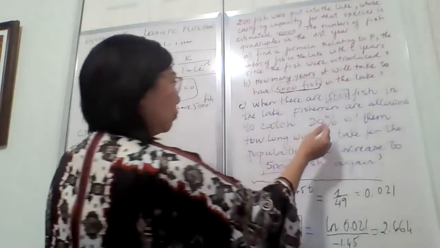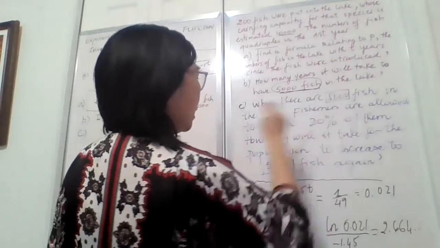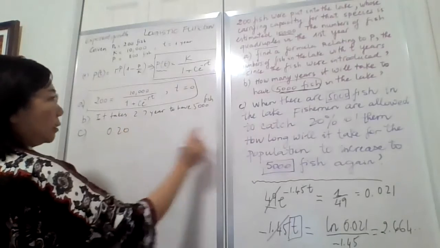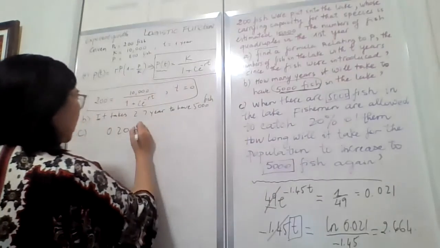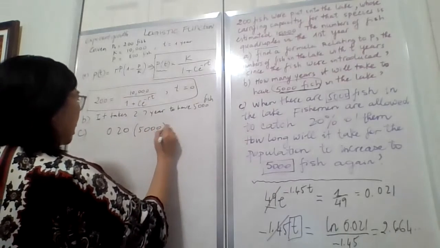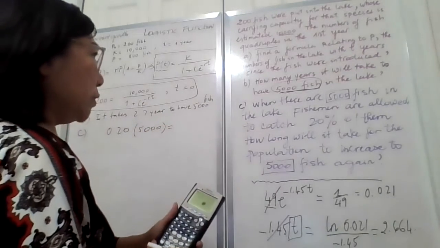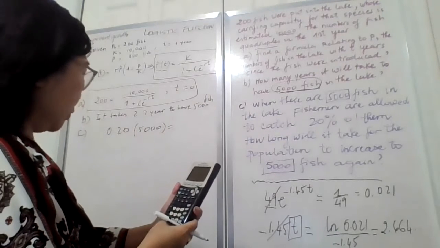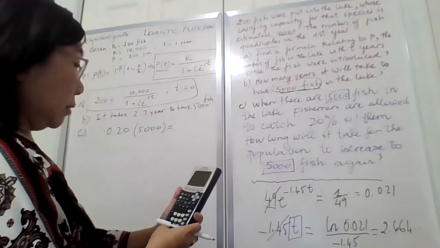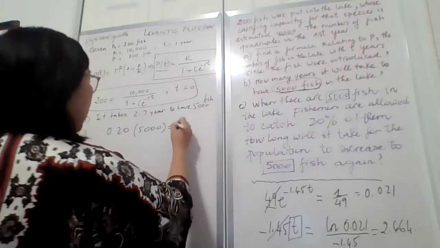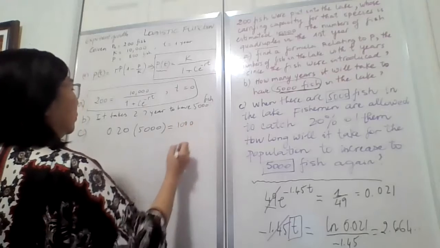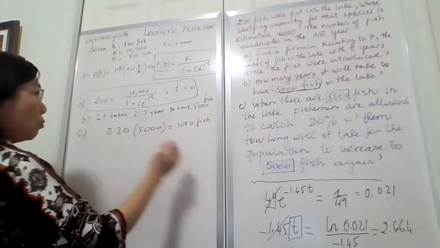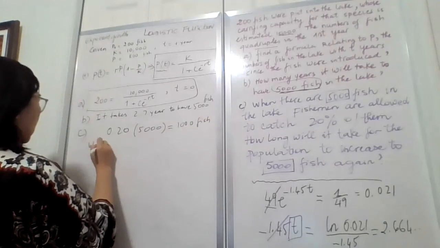So now we want to figure out what is 20% of 5,000. We say 0.20, I divide this by 100, times 5,000, and see how many fish that is that the fishermen are allowed to catch. So 0.2 times 5,000 equals 1,000 fish. So now we will say, okay, we want what?